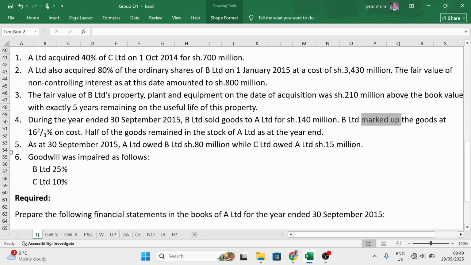We cannot multiply a markup with the selling price. So first we must convert the markup into a margin, and then we multiply the margin with the sales value of 140 million. Once we have done that, we are going to find the proportion of the goods that remained in the stock. Half of the goods remained in stock of A Limited. So an unrealized profit is only for half of the goods, not all of them.